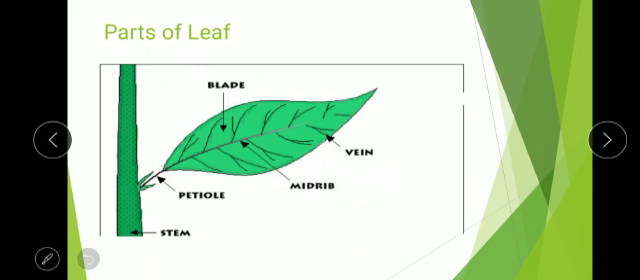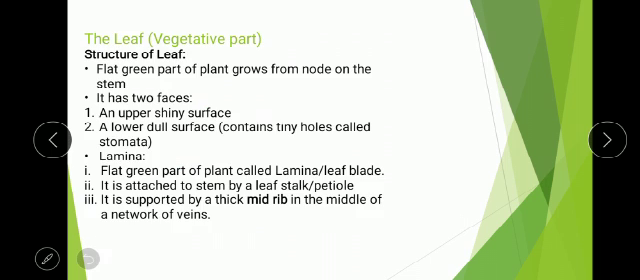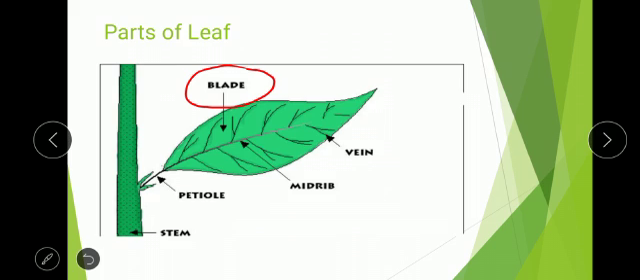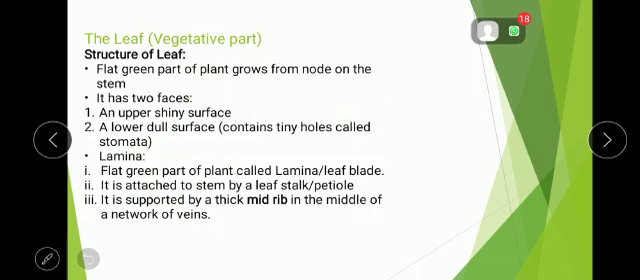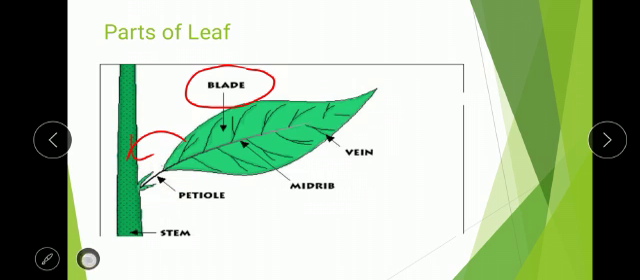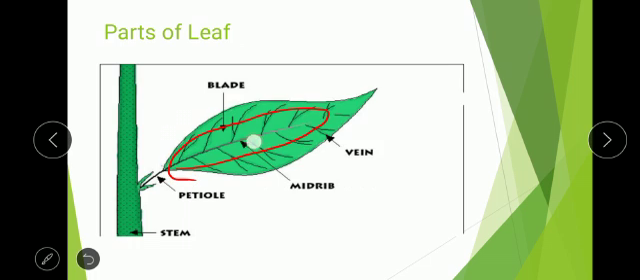Lamina is the flat green part of the plant, and it is also called the leaf blade. It is attached to the stem by the leaf stalk or the petiole. It is supported by a thick midrib in the middle and a network of veins.